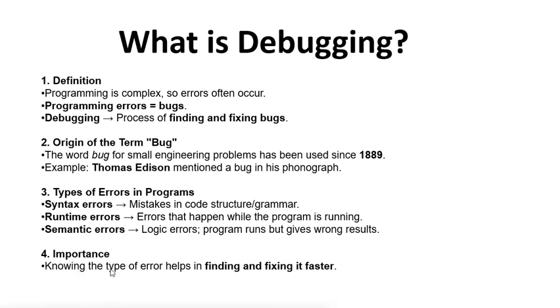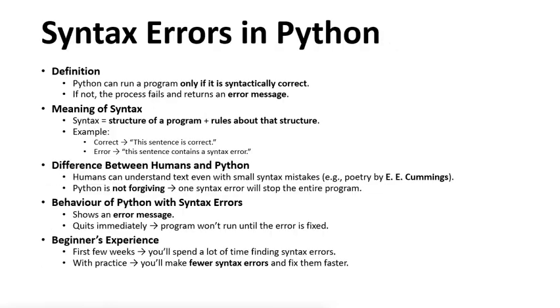Knowing the type of error helps in finding and fixing it faster. If you understand which type of error you got, it will be very easy to find where exactly the bug occurred and fix it faster. This is how it helps in programming. Let us understand one by one in detail.